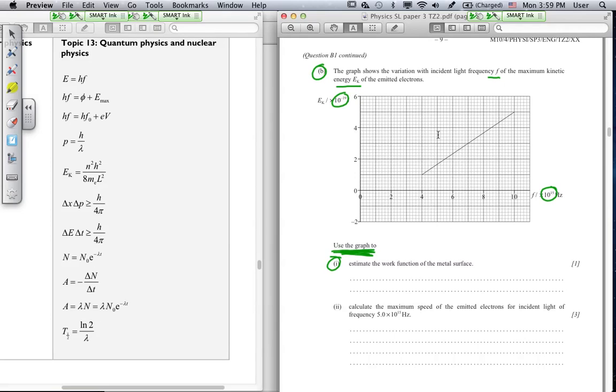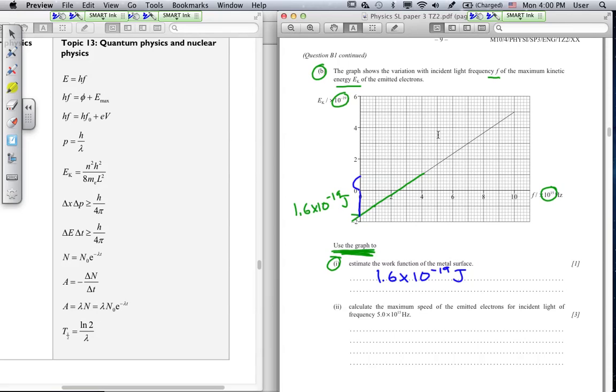Now the work function is always given where this line intersects the vertical axis. So I'm going to draw that in. It's going to go through that point over there, so something like this. And when you have a look here, you see that this is 1.6 times 10 to the negative 19 joules. So that's the work function. Basically, you need that amount of energy to emit the electron from the metal surface. That's the minimum amount of energy that is required. And then anything over that will be given as kinetic energy. So this will be 1.6 times 10 to the negative 19 joules.